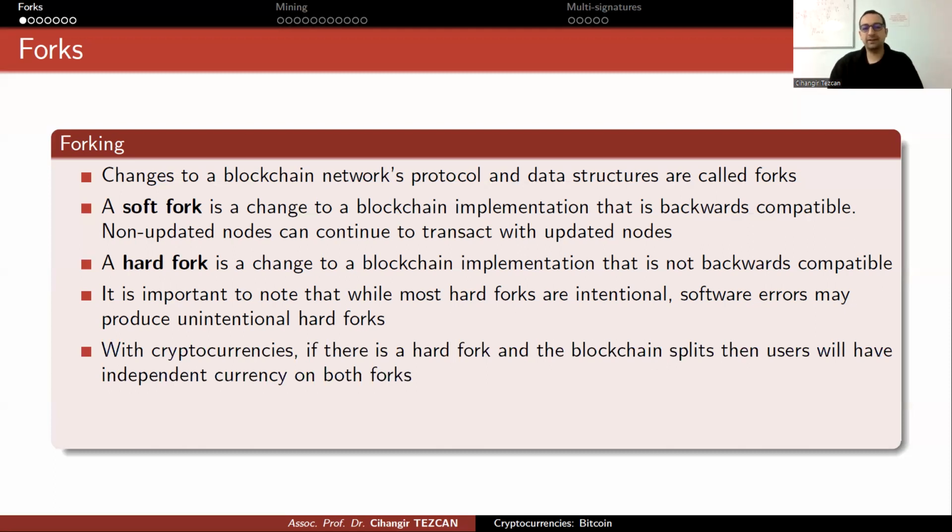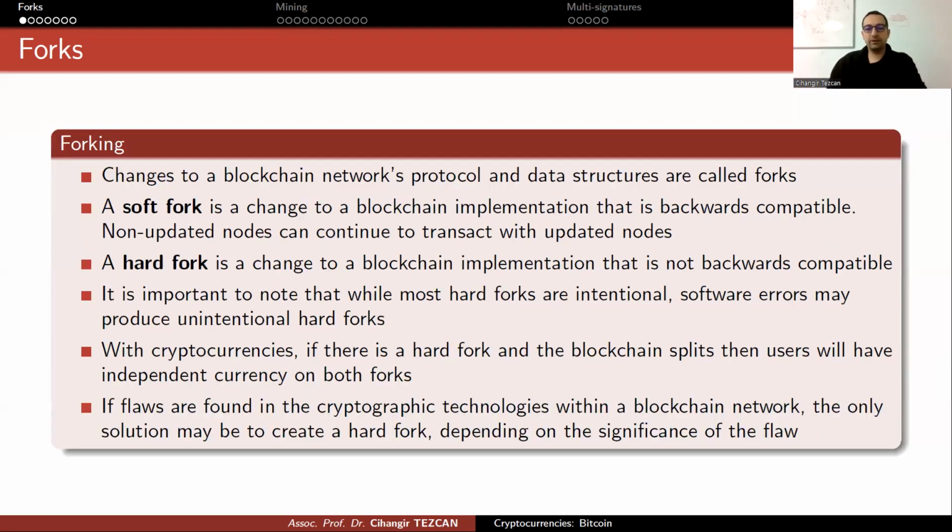So with cryptocurrencies, if there's a hard fork and the blockchain splits, then users will have independent currency on both forks. This is one of the things people prefer. This is also one way of creating a new alternative currency. Because if you create a new cryptocurrency, you should advertise it and you should invite people to use it. But if you hard fork a blockchain like Bitcoin, then at that point, everybody who has Bitcoin also has your cryptocurrency with the same amount, right? So this way you can already have customers, let's say.